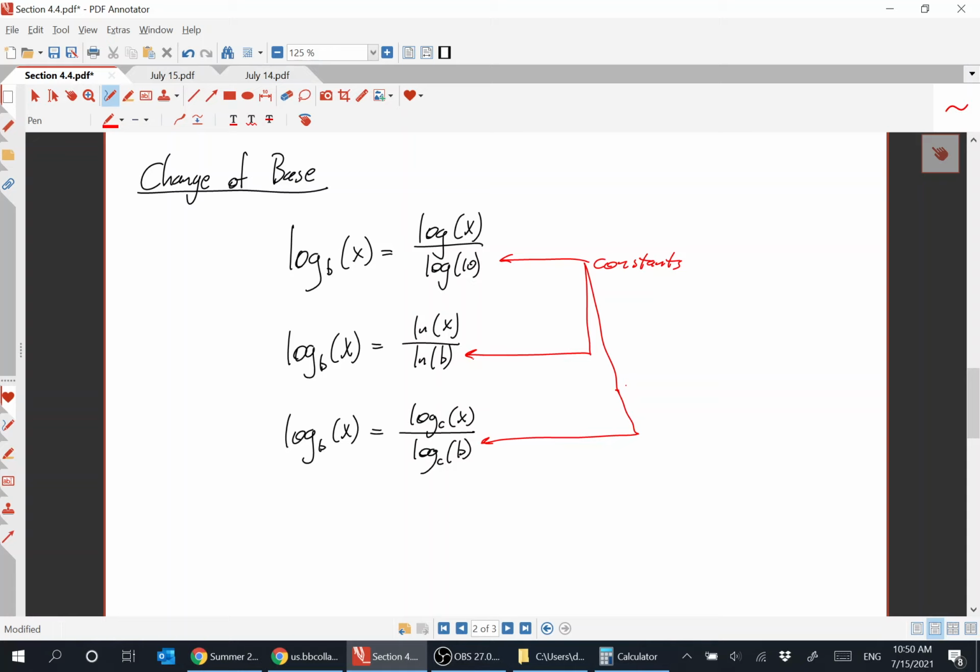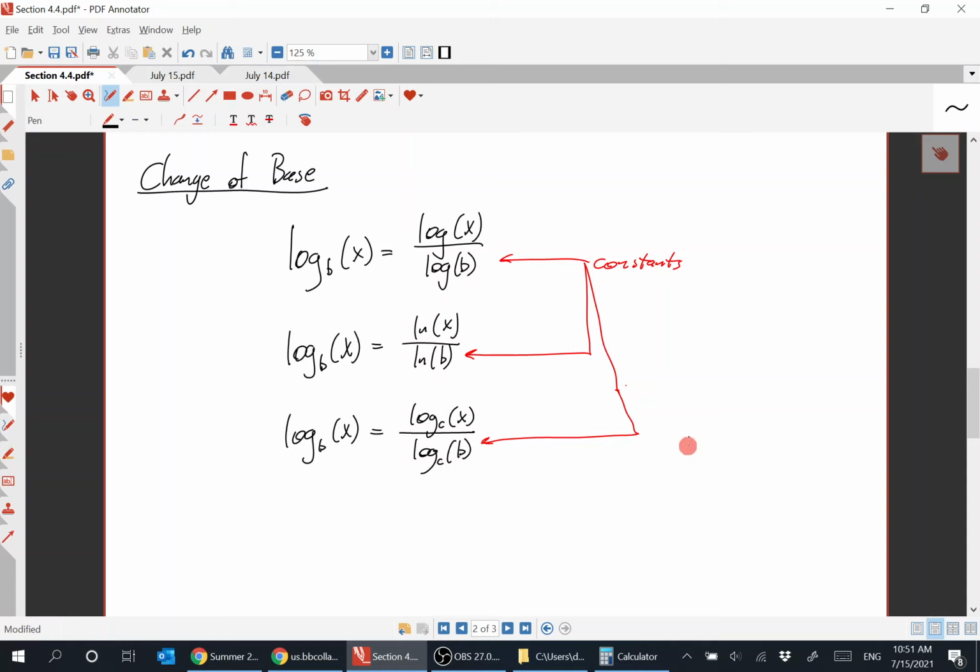The numerators are variable, right? x is variable, so the log of x is variable. But the log of 10 is just a number. The natural log of b is a constant. Log base c of b is a constant, and all those things. So in this sense, all the logs are really the same. They're just a constant multiple of the other logs. The log base b of x is just a constant multiple of the log base 10 of x.